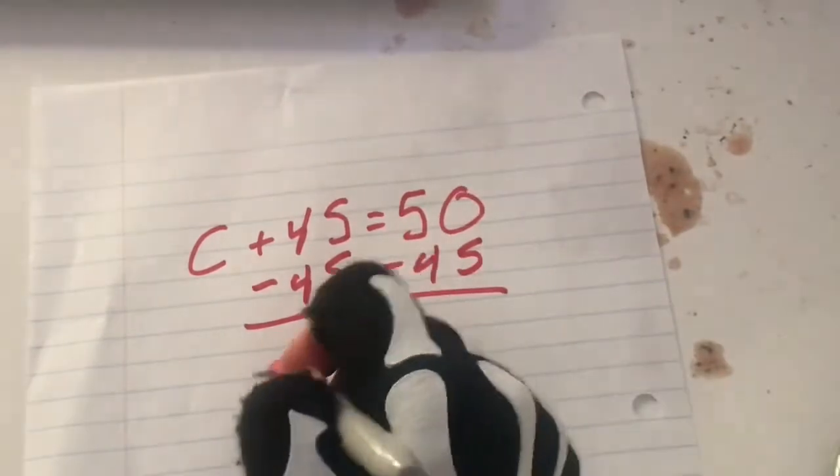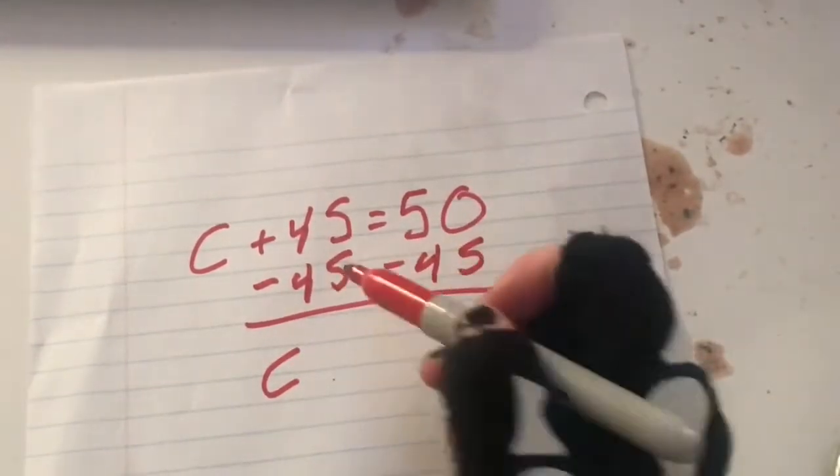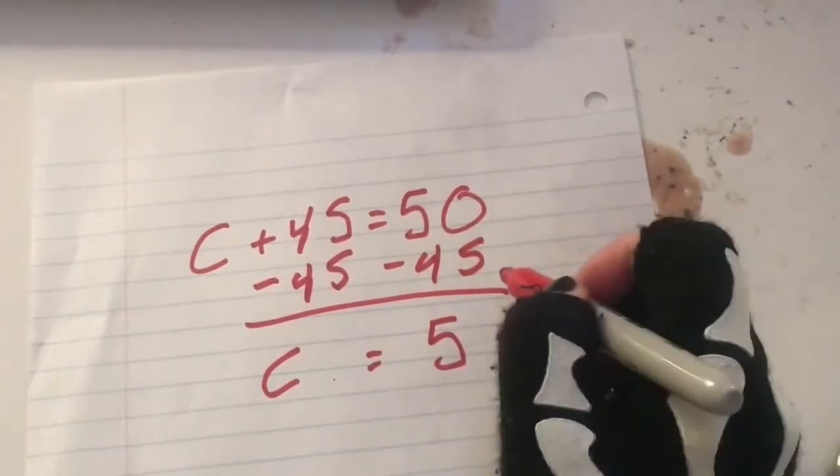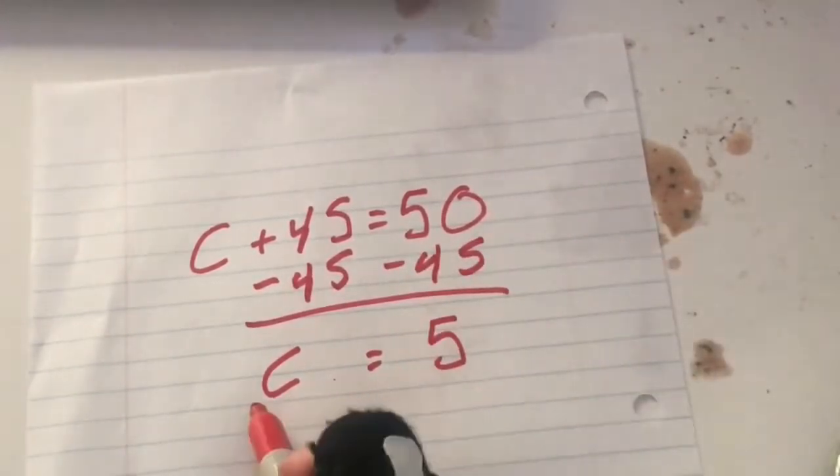This leaves the c alone because 45 minus 45 is 0. And then you get 5 because 50 minus 45 is 5. So c equals 5.